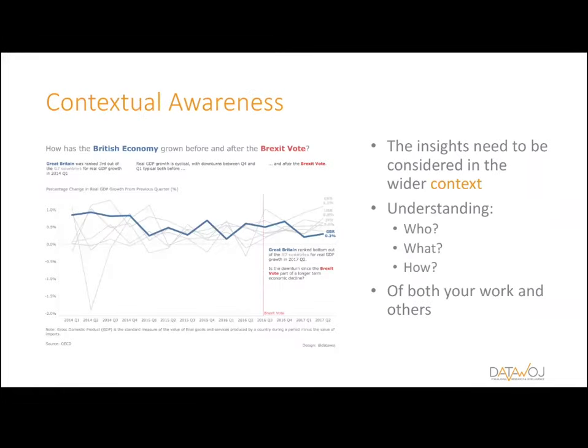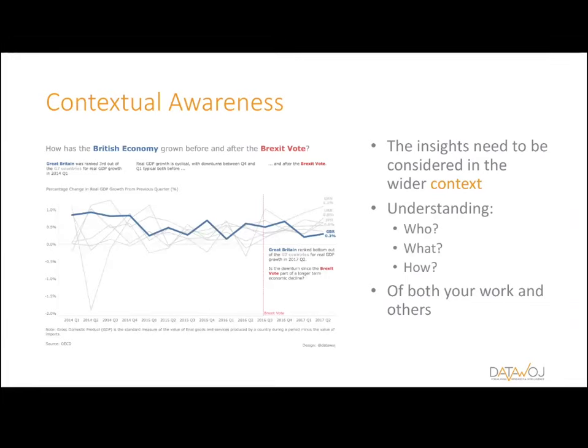Contextual awareness. So this is a viz looking at the performance of the British economy over time from 2014 to 2017. The y-axis is looking at percentage change in GDP growth from the previous quarter. The blue line is the performance of the British economy compared to the G7 economies, which are shown in grey. And you'll see there's a cyclical nature, so there's little ups and downs in the British economy. But the thing to note is that at the start of the chart, the British economy was third in the G7 in terms of GDP growth. But by the end of the viz, Britain has dipped down to bottom.